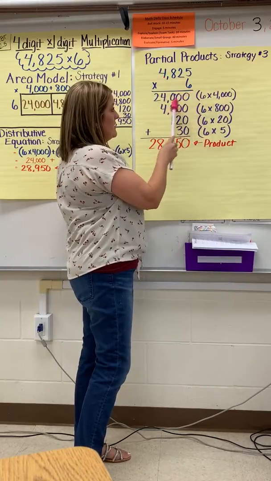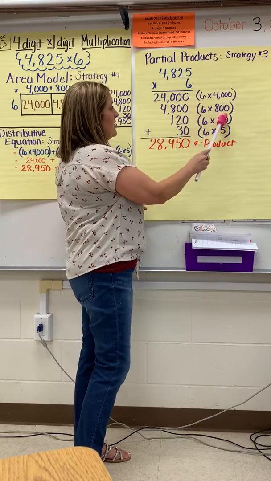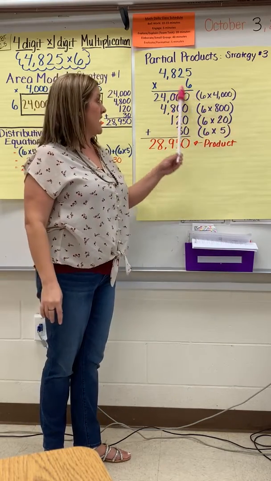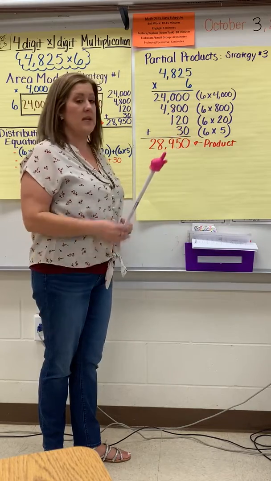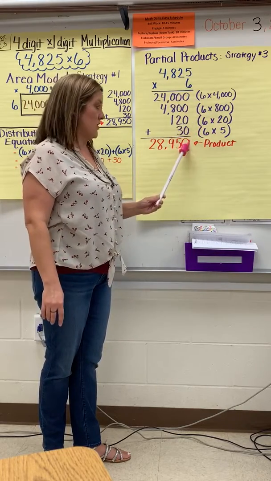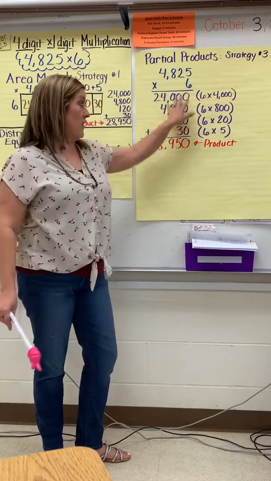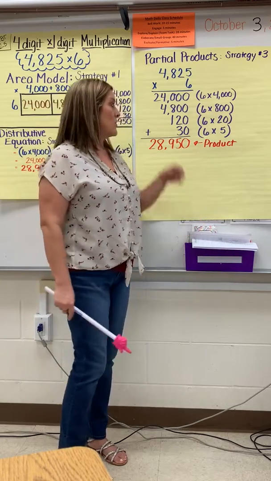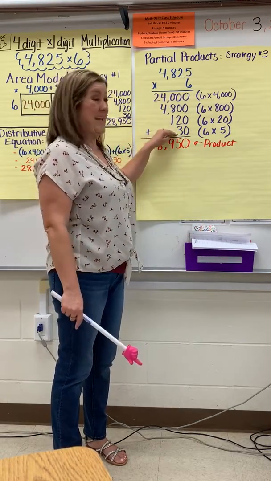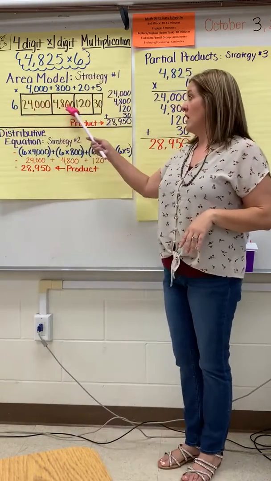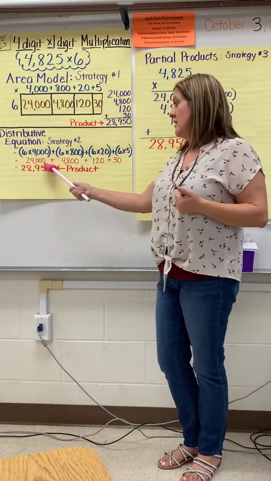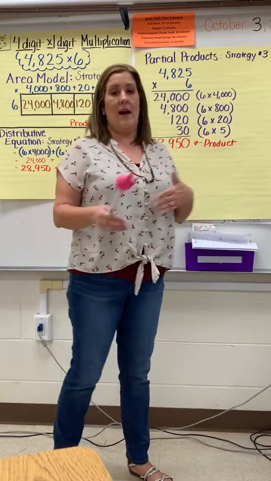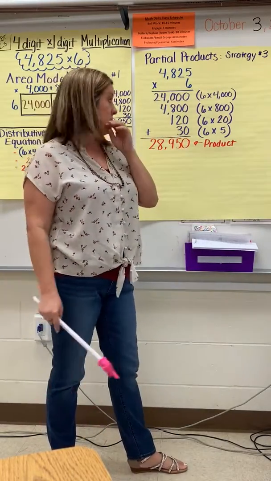6 times 4,000, 24,000. 6 times 800, 4,800. 6 times 20, 120. And then 6 times 5 is 30. Now that they're already lined up, we can just quickly add to find our product. So these numbers specifically in all 3 strategies are called the partial products because they are part of the actual product. You have to put them together, add them together to find the actual product.